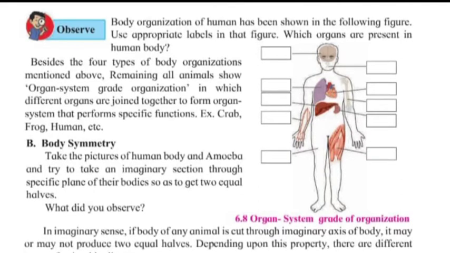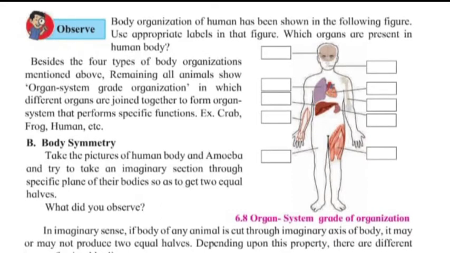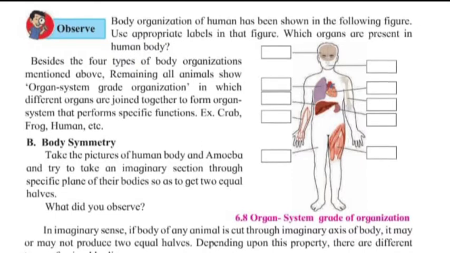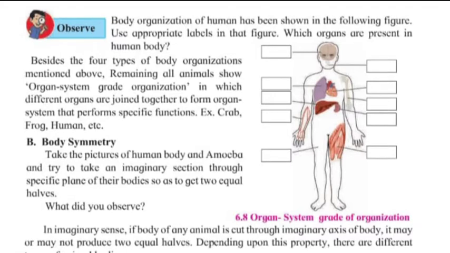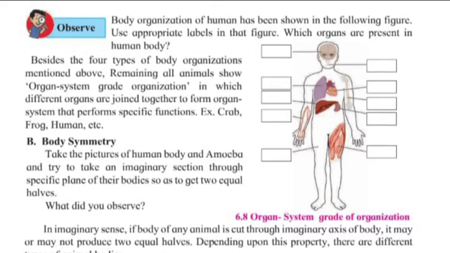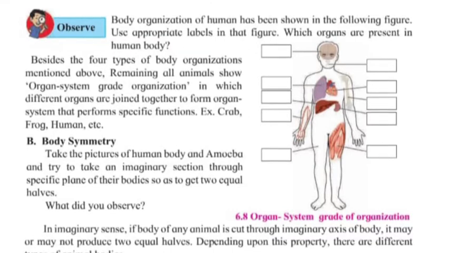Students, as we have seen the four types of body organizations mentioned above, all remaining animals show organ system grade organization, in which different organs are joined together to form organ systems that perform specific functions. Examples are crab, frog, human beings, etc. See what is meant by organ system grade organization.